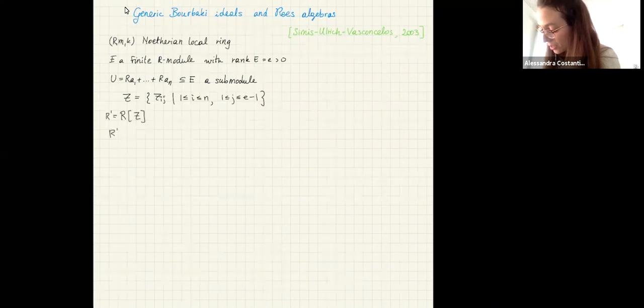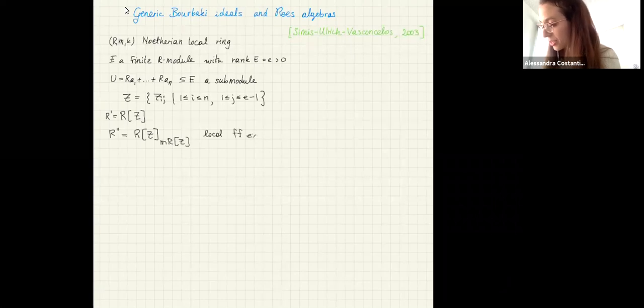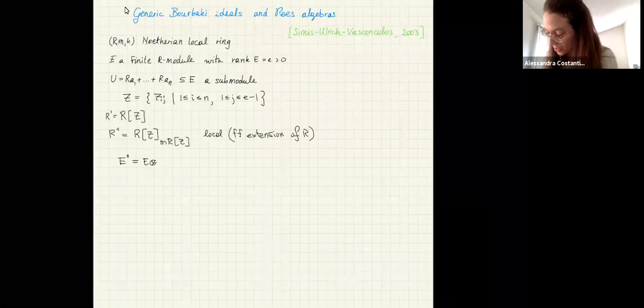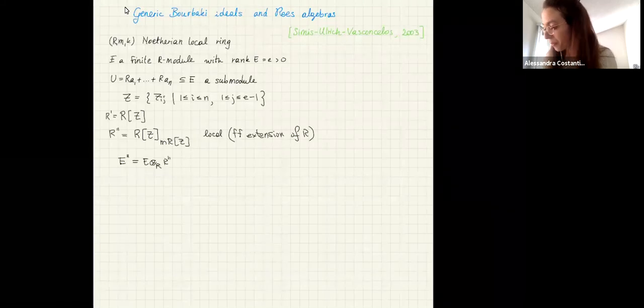Then you construct the ring R double prime, which is, after you get here, you localize at the image of the maximal ideal. This is local again. And this is a faithfully flat extension of R, which is crucial in the theory. And then you define your module E double prime to be E tensor R double prime.